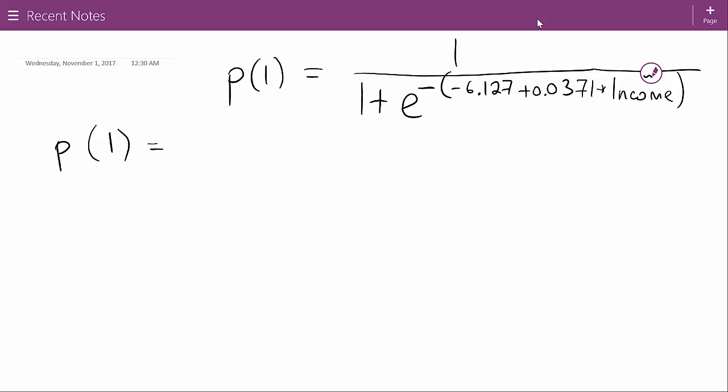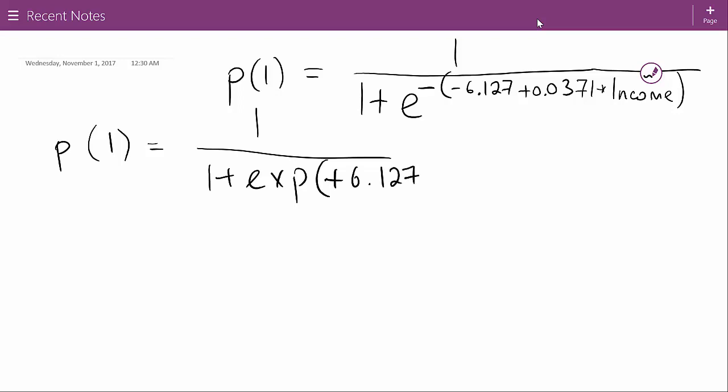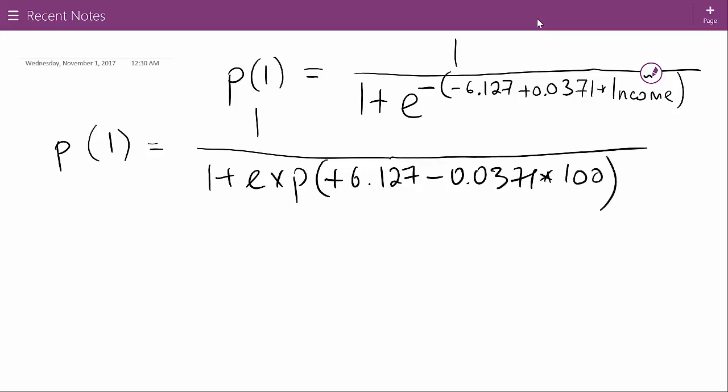So all I have to do is do the computations. 1 divided by 1 plus e exponent, right? Of plus 6.127 minus 0.0371, and because all incomes are in terms of thousands of bucks, if I multiply it by 100, it's the same thing as $100,000, right? Because the model was built on these numbers that are expressed in terms of thousands of dollars, okay? All right, well, let's go ahead and compute that.